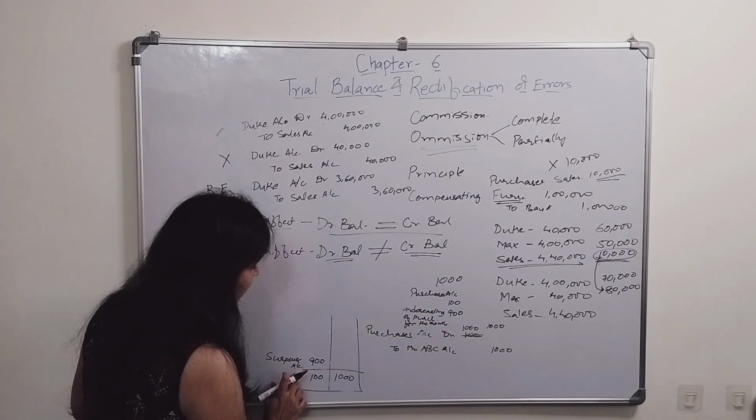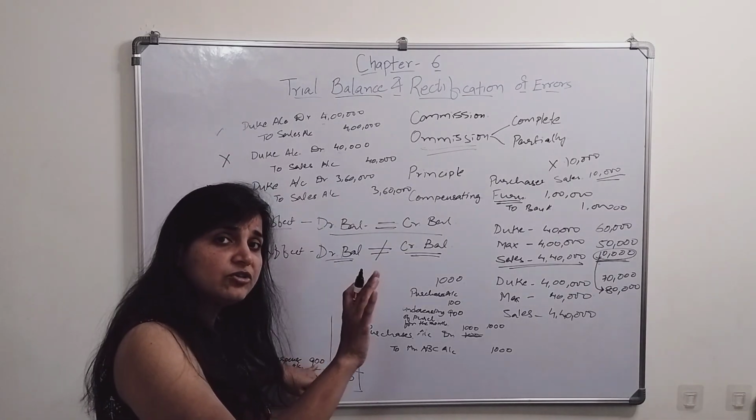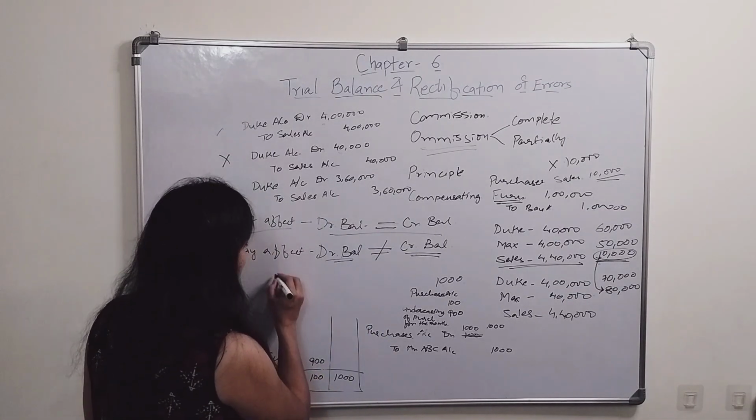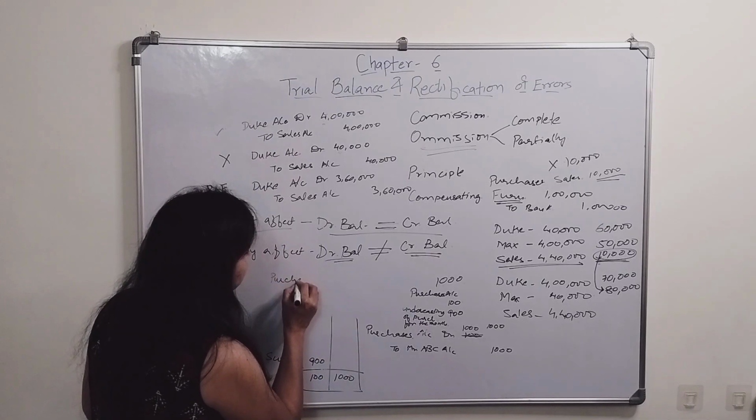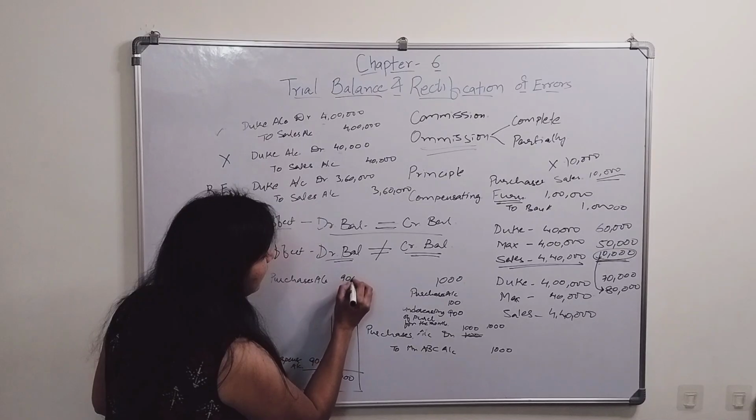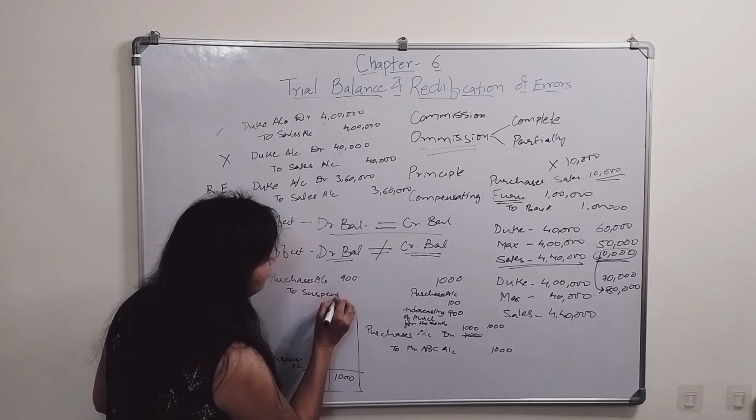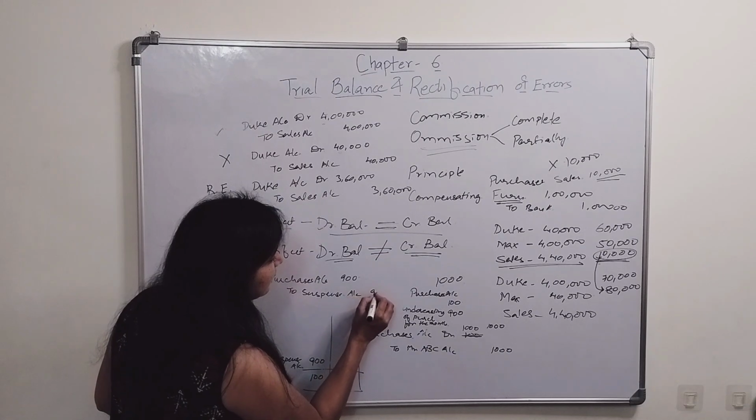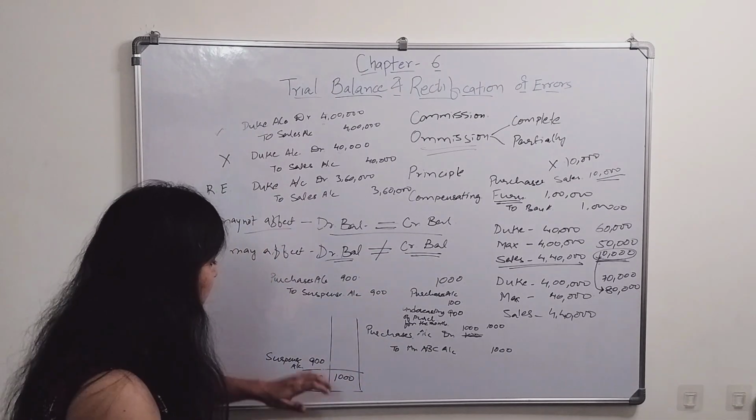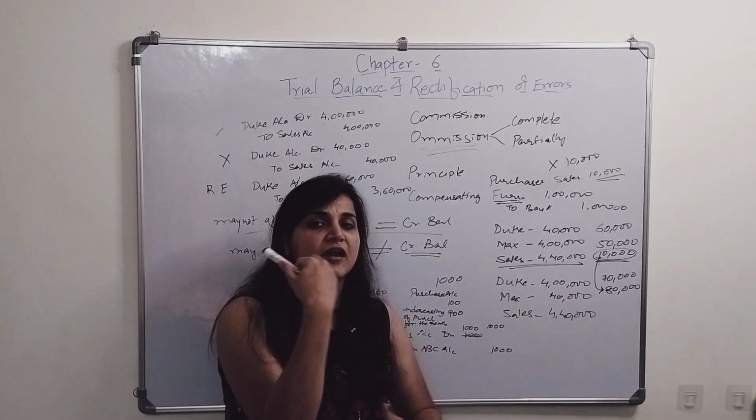What you did, you debited suspense account by 900 rupees. Now what you need to do, you need to credit suspense account and debit purchases account 900 to suspense account. You need to close this suspense account now.